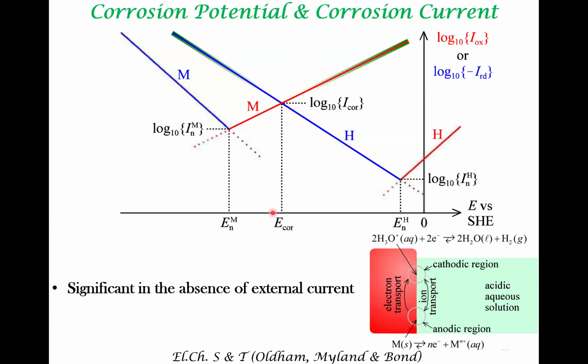The second important aspect of corrosion is that at E corrosion, the rate of generation of electrons here matches the rate of consumption in this reaction.